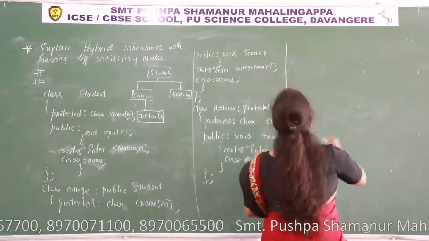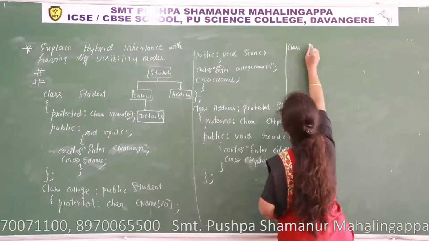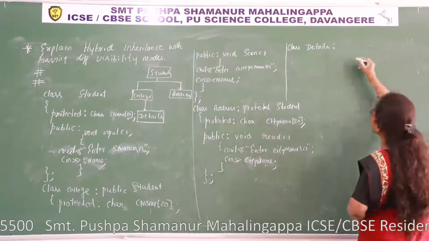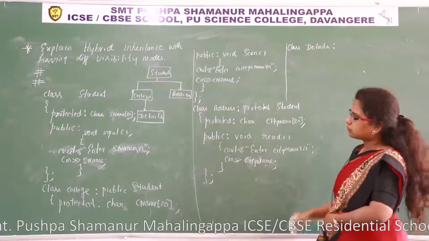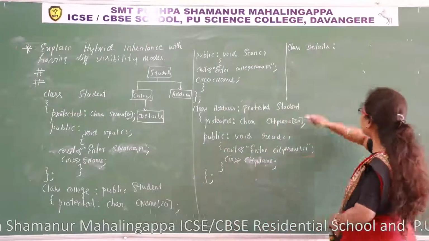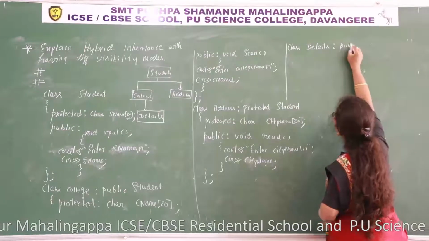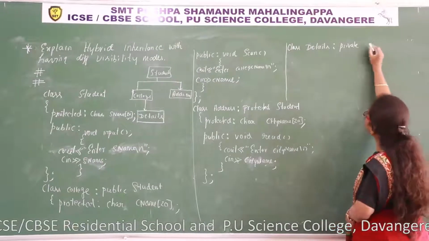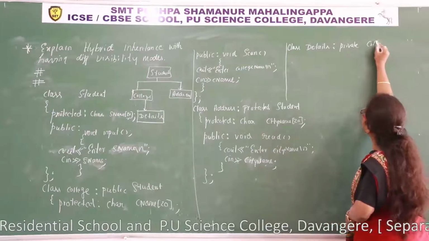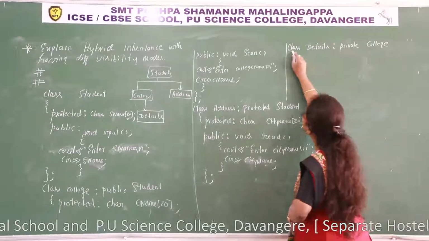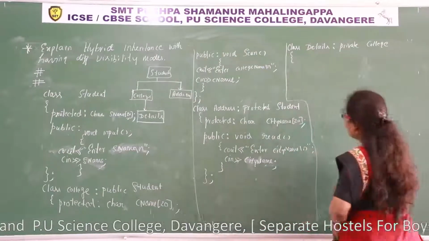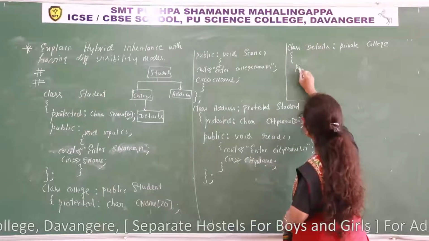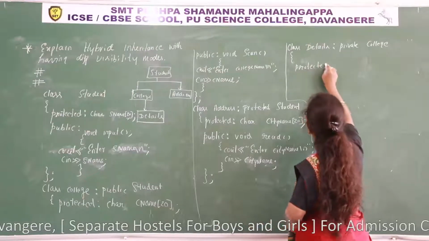So there is a class called details. Class details. I'll inherit this class in private mode so that I have shown different modes here: public mode, protected mode and private mode here. Private, and base class name is college. Here I won't take any data member. Just I'll mention protected, public.